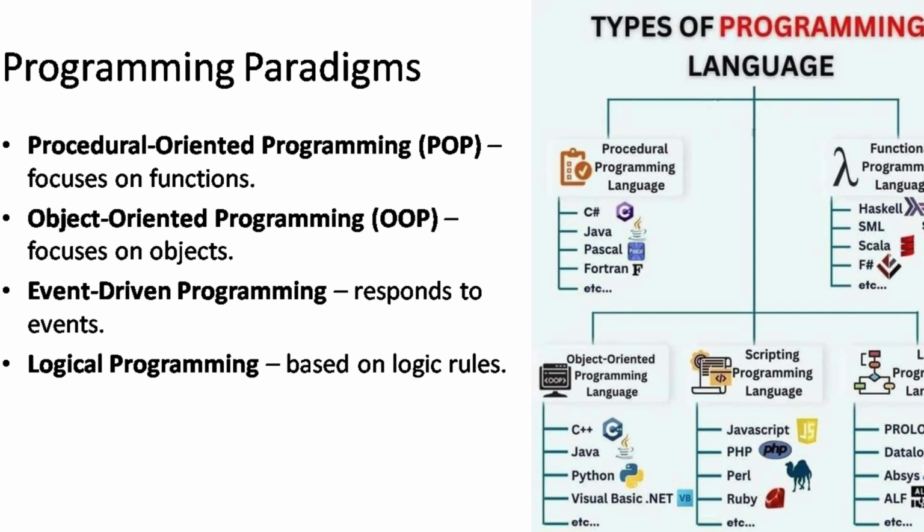A programming paradigm is a style or method of programming. It defines how programs are structured and how solutions are expressed. Procedural-oriented programming focuses on functions and step-by-step execution. Object-oriented programming focuses on objects and their interactions. Event-driven programming responds to user actions such as clicks or key presses. Logical programming is based on rules and logical statements. In modern software development, object-oriented programming is the most widely adopted paradigm because it closely models real-world systems. This course focuses mainly on OOPS using C++.